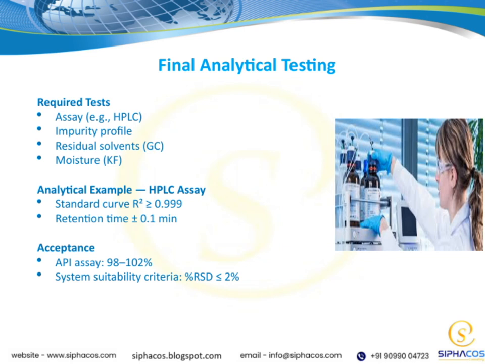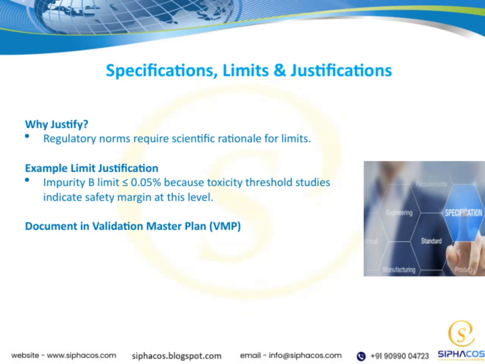Let's talk about specifications, limits, and their justifications. Why is it important to justify these limits? Well, regulatory norms actually require us to provide a solid scientific rationale for the limits we set. This isn't just about meeting standards. It's about ensuring safety and compliance through evidence-based decisions.